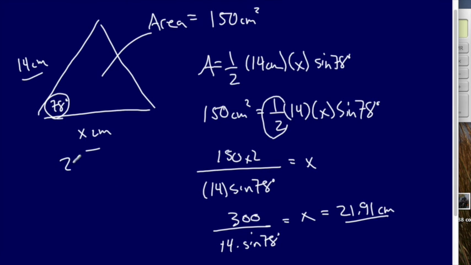And to double check, make sure that it works. Now that we know that this is 21.91, you can work backwards. You can say, well, I have two lengths, I have a length here and a length here, and I have the angle between. Plug that into your area formula, all of these together, and it should give you 150 centimeters squared.